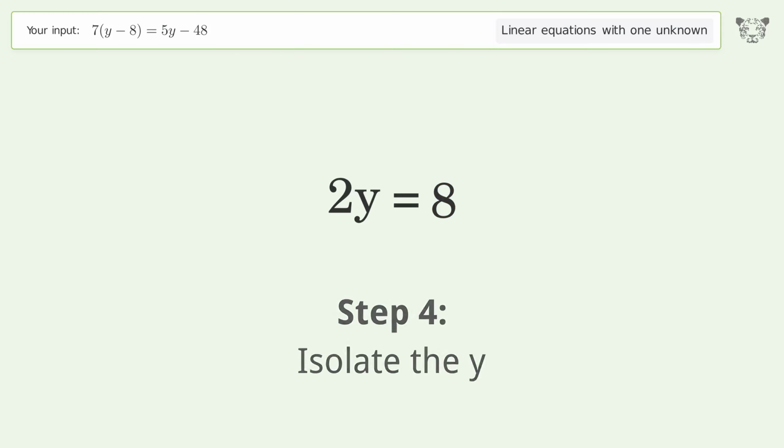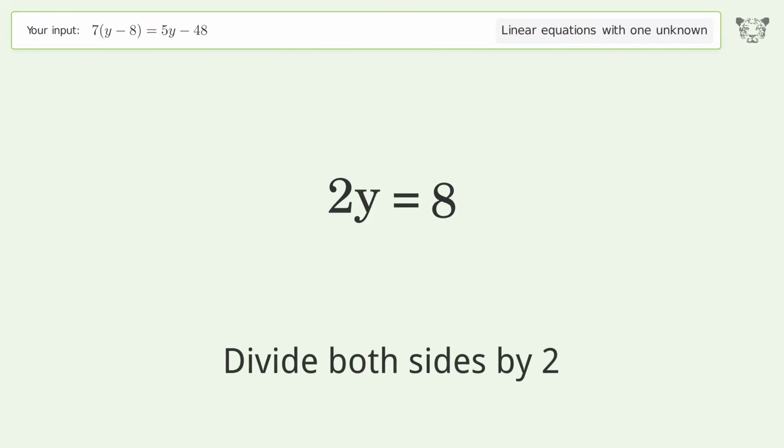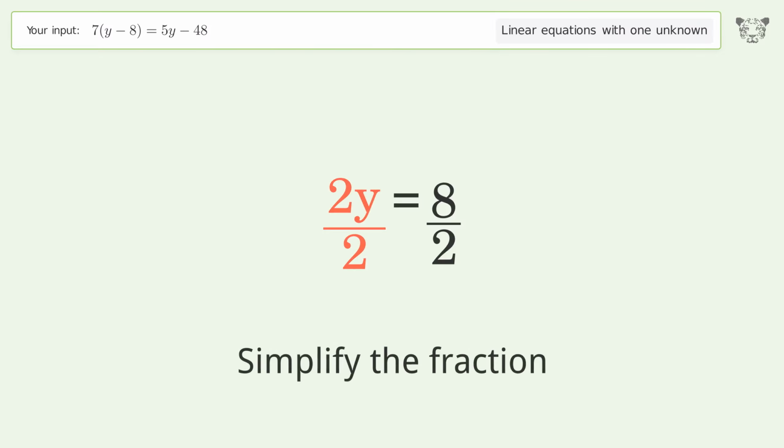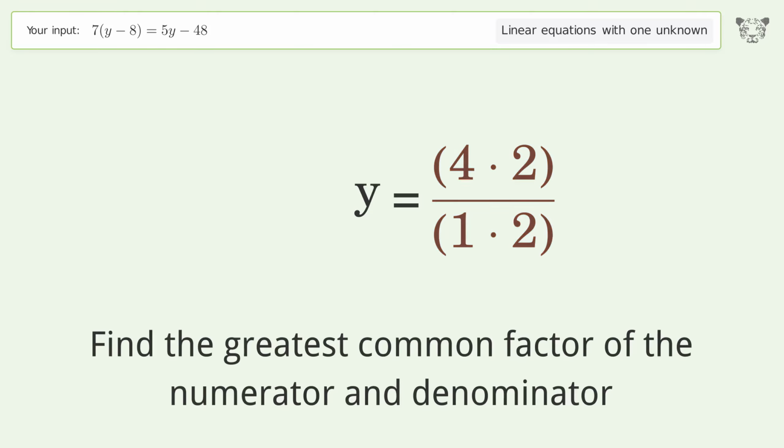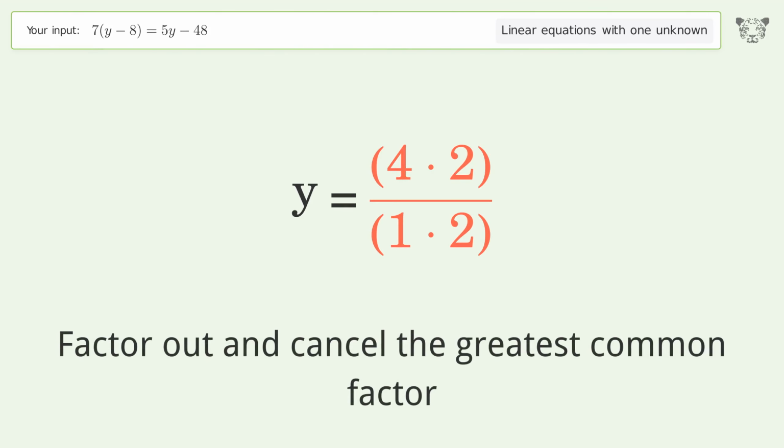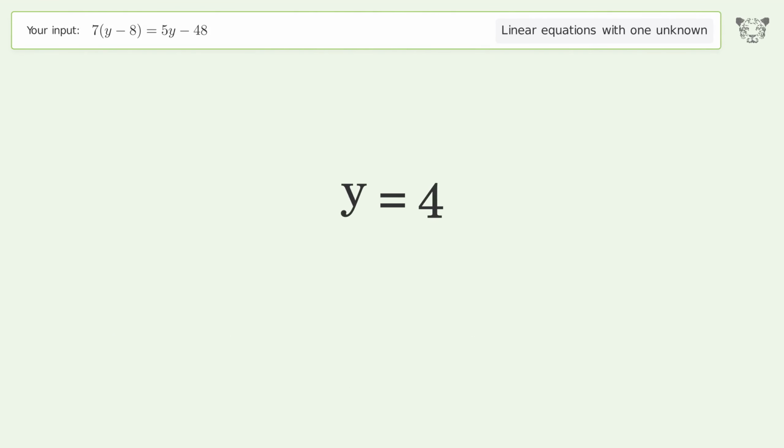Isolate the y. Divide both sides by 2. Simplify the fraction. Find the greatest common factor of the numerator and denominator. Factor out and cancel the greatest common factor. And so the final result is y equals 4.